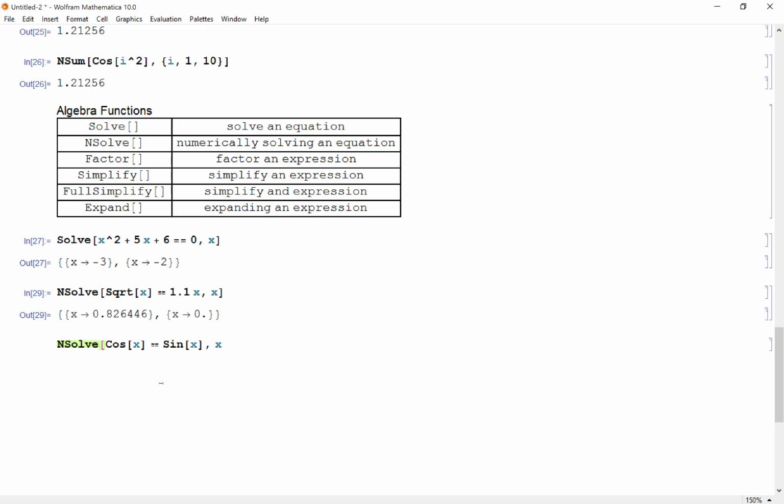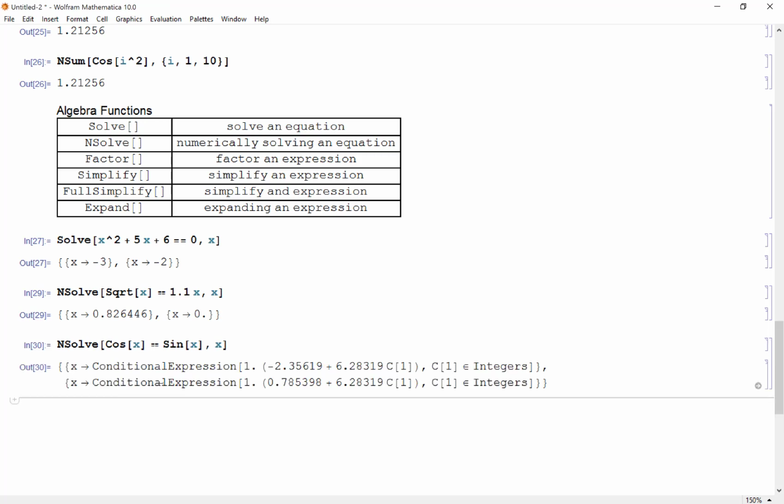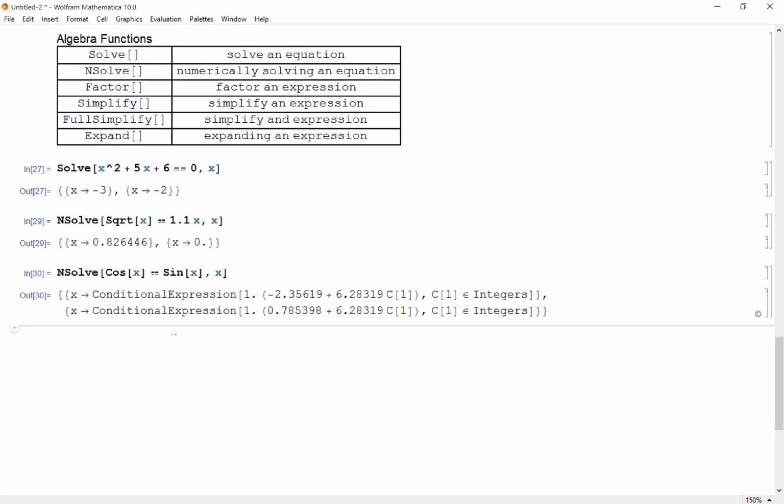All right, so let's try NSolve on cosine x equals sine x. When does that happen? Okay, now remember, trig functions are periodic, so they can repeat. So we're going to get a lot of answers here. And we get these weird looking things, conditional expressions, something like -2.3 plus 6.28 C1, where C1 is an integer. This is like some sort of set builder notation for an infinite number of solutions, which is not exactly what we want.